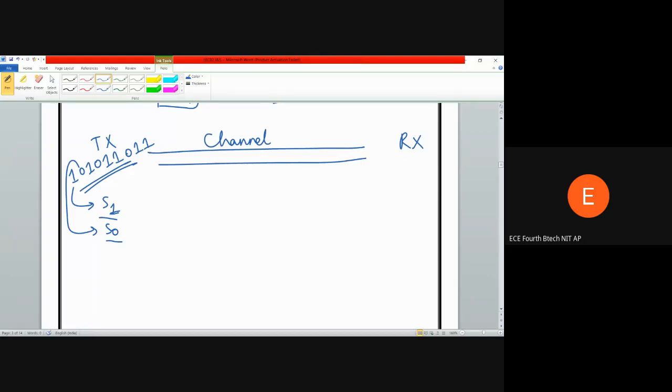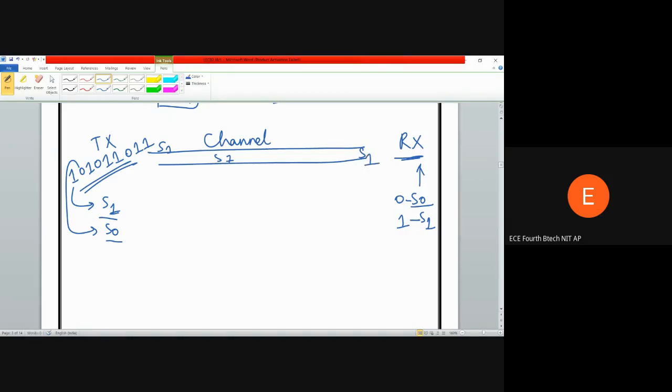Now at the receiver end, I should identify whether the received signal is either S1 or S0. So the receiver is given the information that I send two signals: signal S0 represents the bit 0 and signal S1 represents the bit 1. If this information is already given to the receiver, then, let the first bit be 1, so S1 will be transmitted and S1 is received over here.